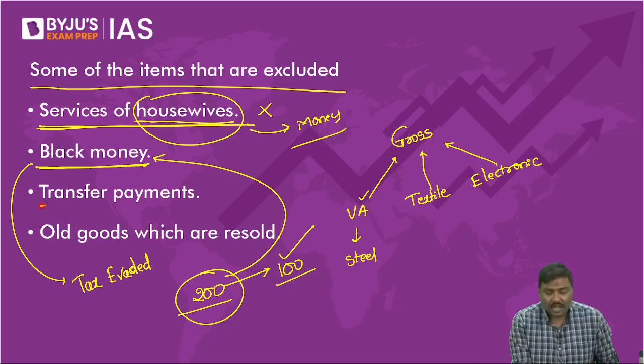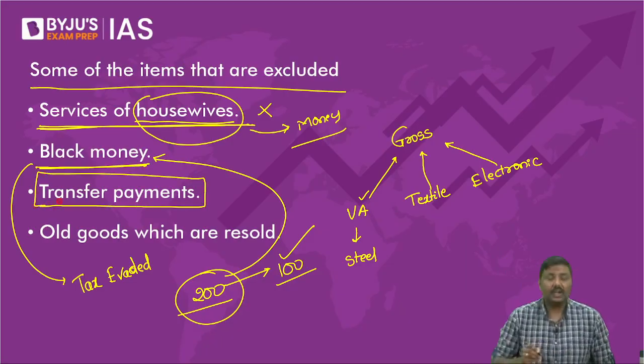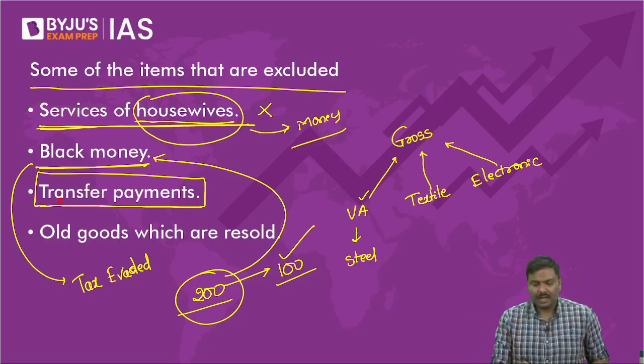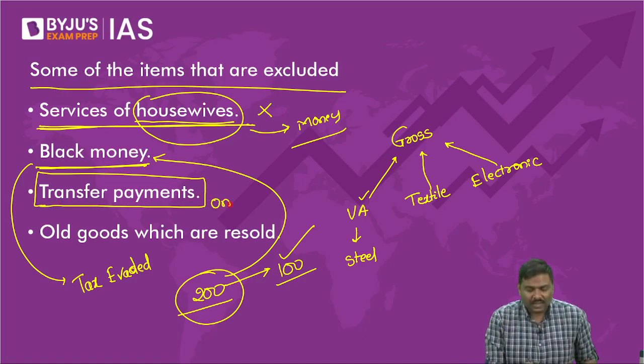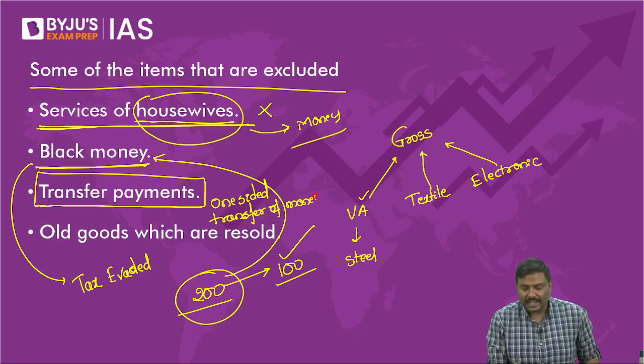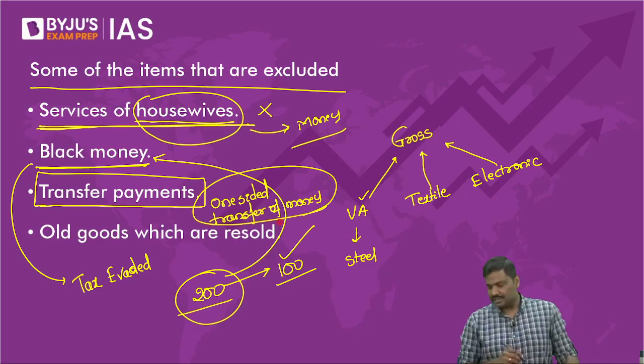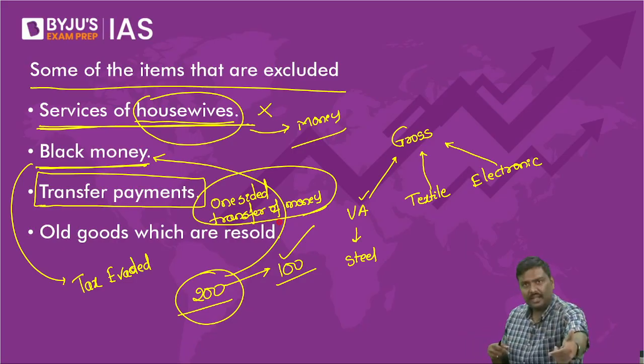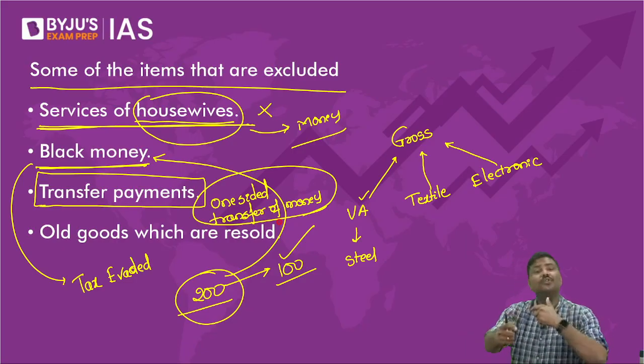Third one is transfer payments. What is a transfer payment? Simple. Transfer payments are a one-sided transfer of money. I repeat, what is a transfer payment? It is a one-sided transfer of money without any exchange of goods and services. I'll repeat it, understand this. One-sided transfer of money without any exchange of goods and services.